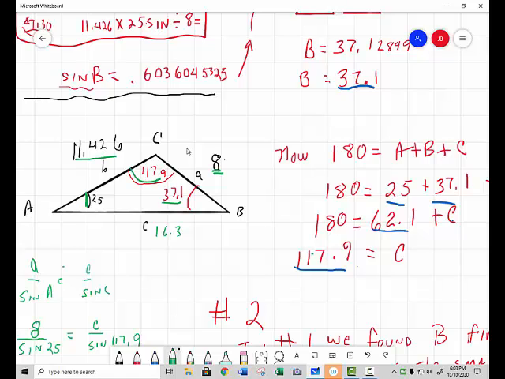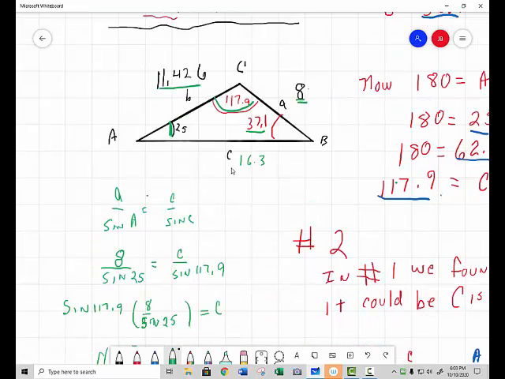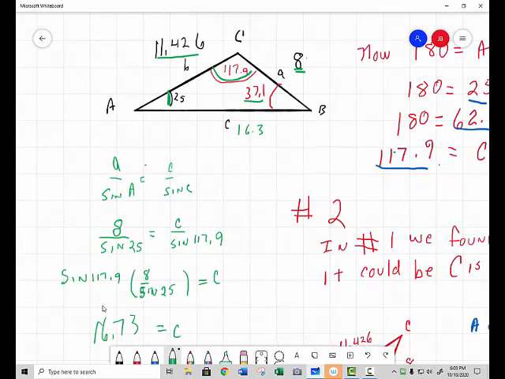Use that sine function, or usually the law of sines. And what do I know? I know that the sine of A, right here, divided by A is the same thing as sine C divided by C. And I'm looking for C, and I know the rest of this. I know it's 8, I know it's 25, I know it's 117.9. And again, I'm going to multiply by sine 117.9, and I'll end up with 16.73.